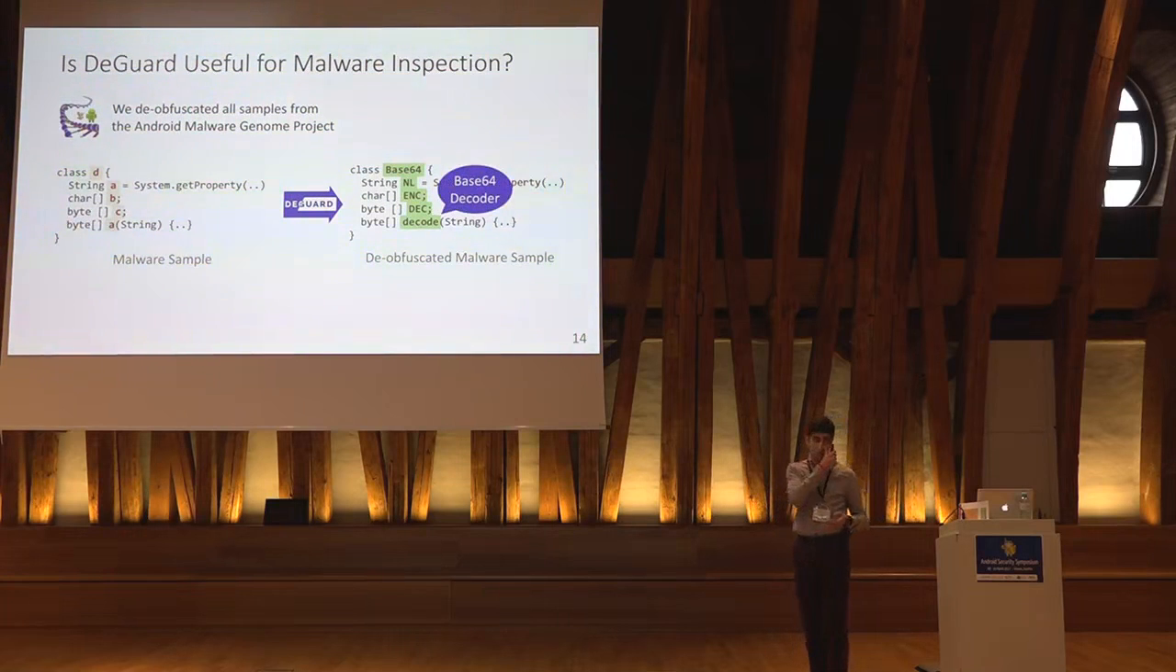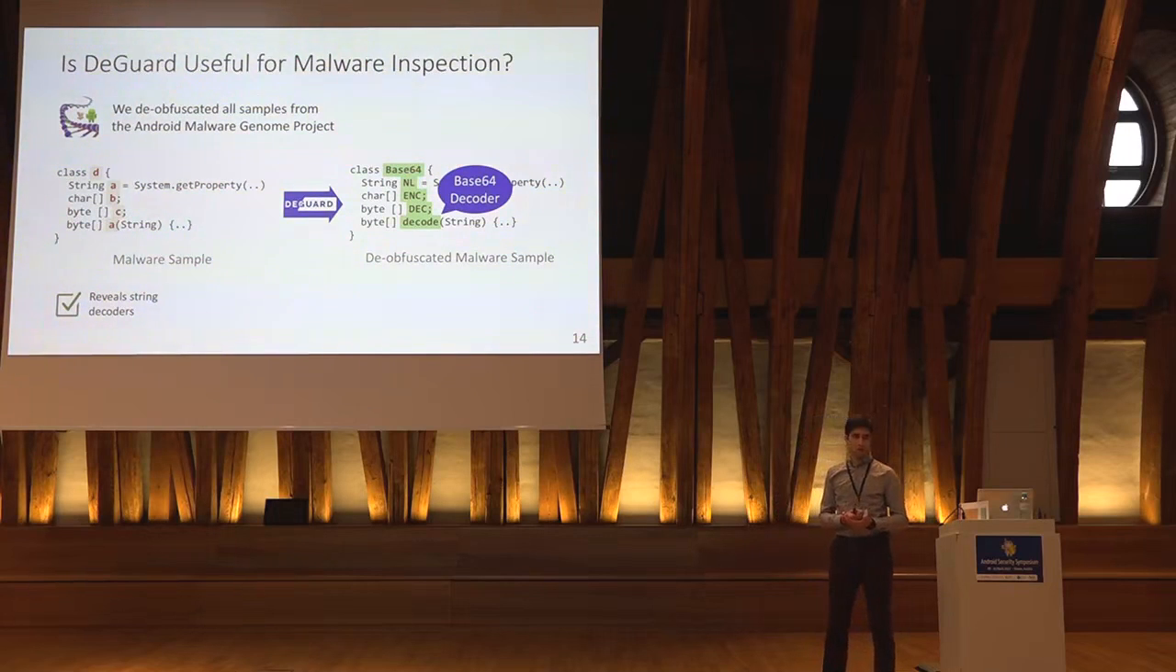This is quite common in malware because malware often tries to obfuscate the strings that it works with. So that was one case where DGARD was quite successful at finding such string decoders. And this is helpful because if I know what kind of string decoders are used by this malware sample and where the methods that implement these decoders are, then this can significantly save me time trying to find those in the malware manually.